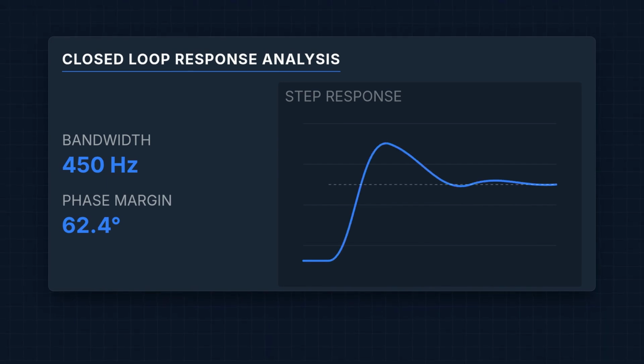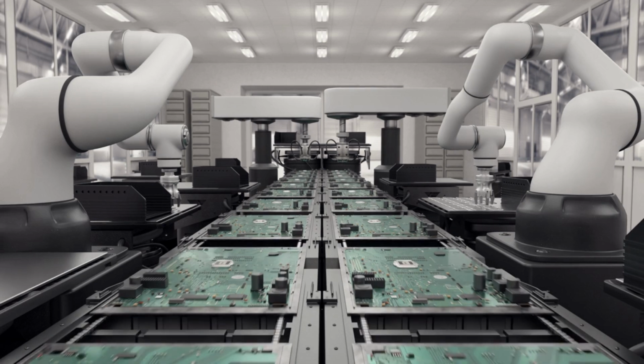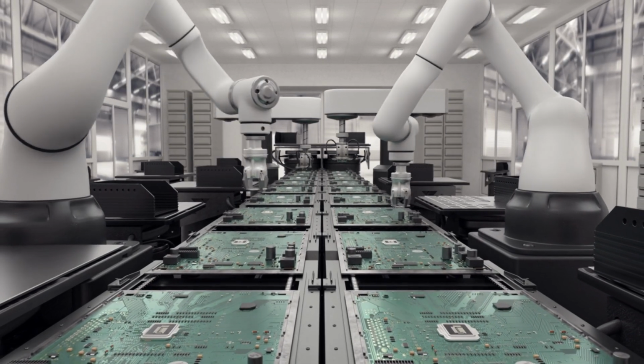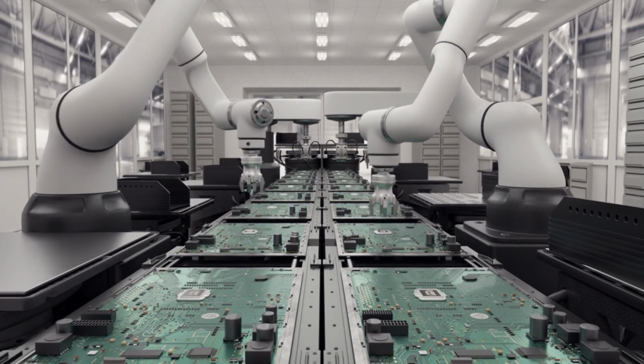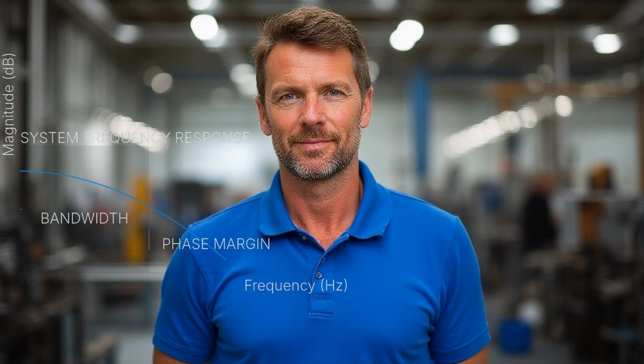The results show your system's bandwidth, phase margin, and step response characteristics. These values help you understand how quickly your servo will respond to commands, how stable the system is, and whether you'll experience overshoot or oscillation. The bandwidth indicates the frequency range where your servo maintains accurate tracking, while the phase margin tells you how much stability margin you have before the system becomes unstable.